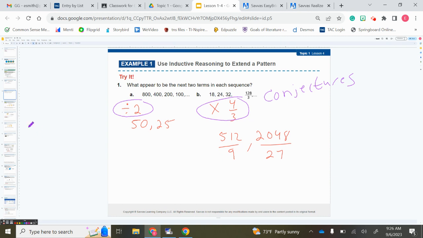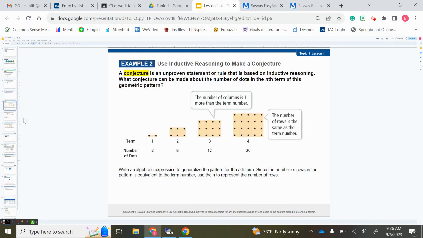So now we're going to talk more about conjectures in the next slide. It says a conjecture is an unproven statement or rule that is based on inductive reasoning. What conjecture can be made about the number of dots in the nth term of this geometric pattern? So if we take a look, right here are our term numbers. This is term 1, term 2, term 3, term 4. We saw that in algebra, yes? And then we have just the number of dots. These are like the end results.